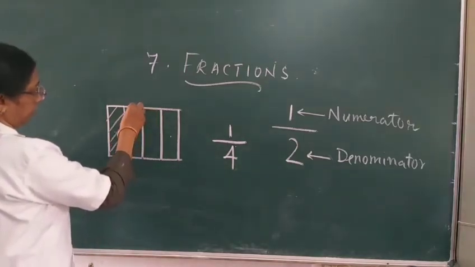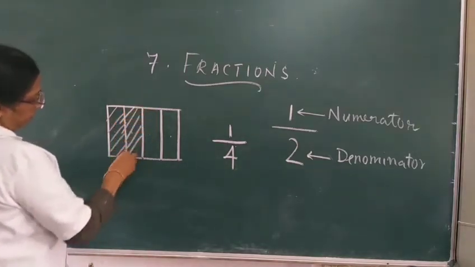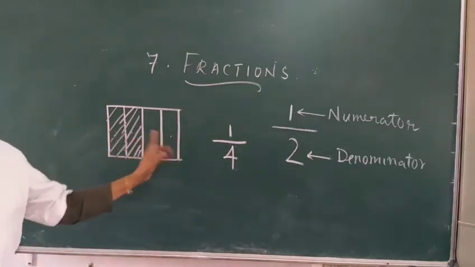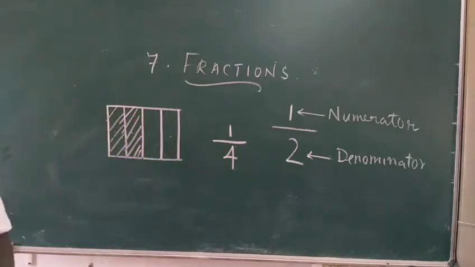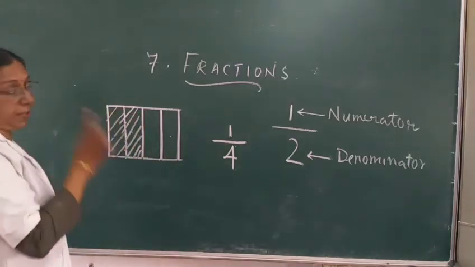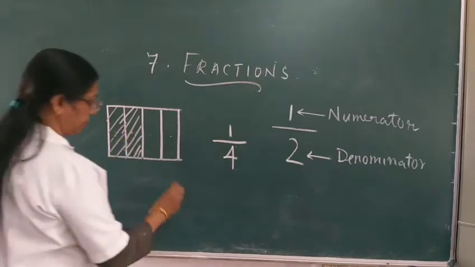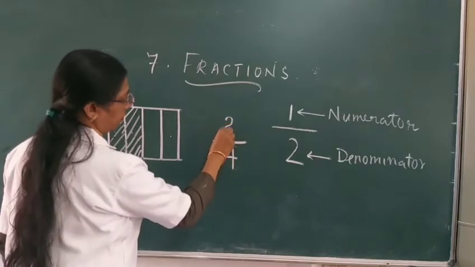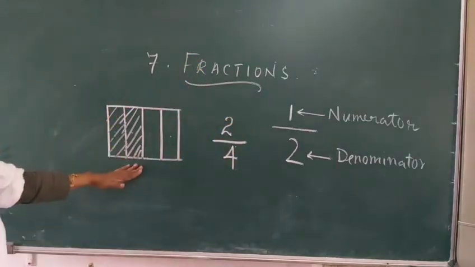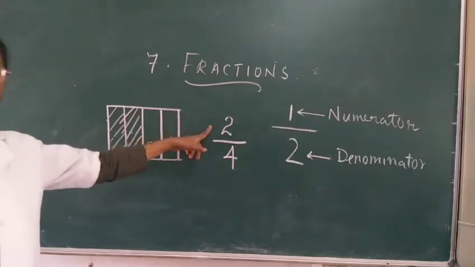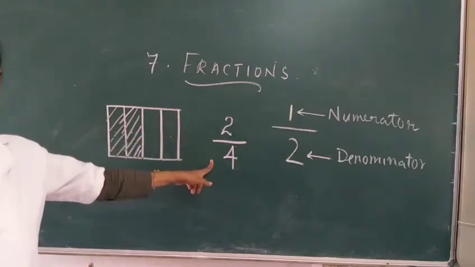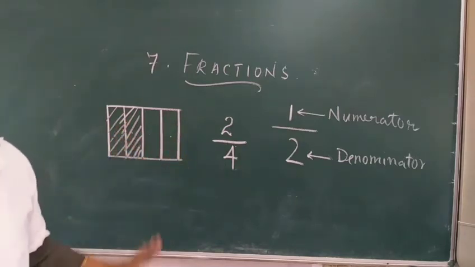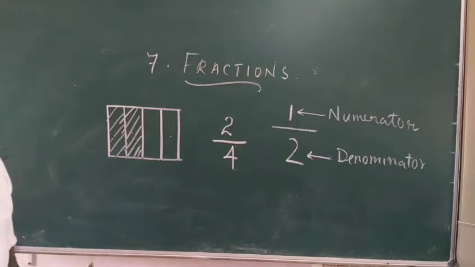Now I shade a column. Then the denominator has no change. 1, 2, 3, 4. 4 is the total number. Then what about the numerator? Here I shaded 2 parts. That is why the numerator is 2. This shaded area represents the fraction 2/4. Clear? 2 is the shaded area, 4 is the total number of parts.